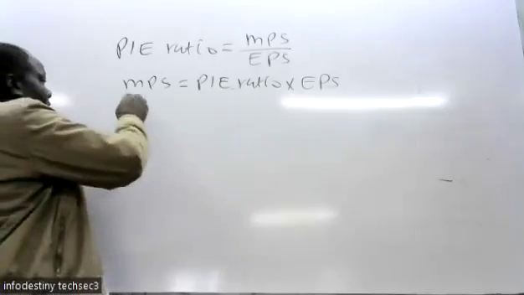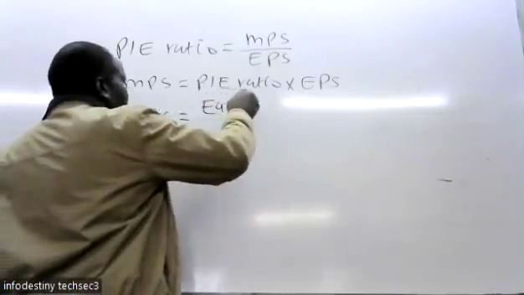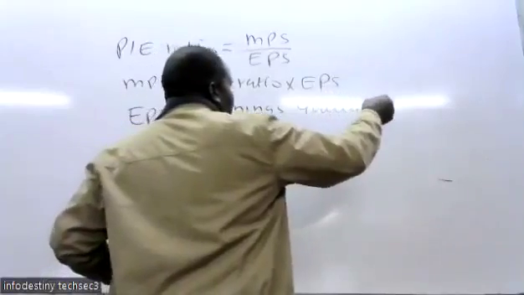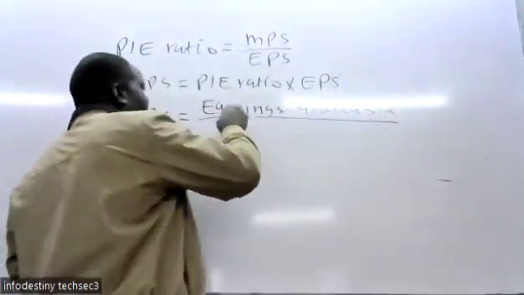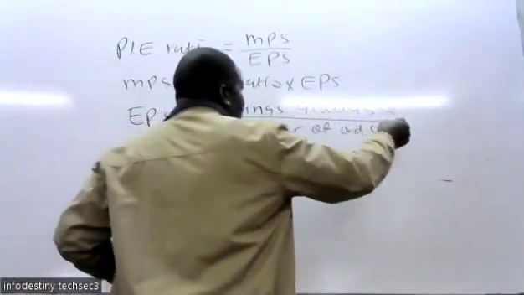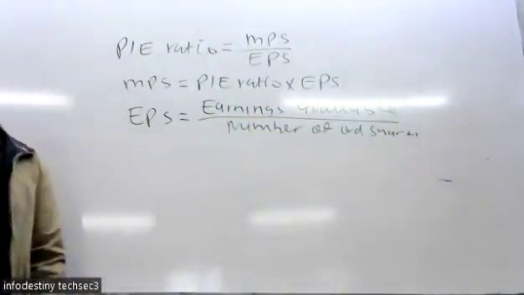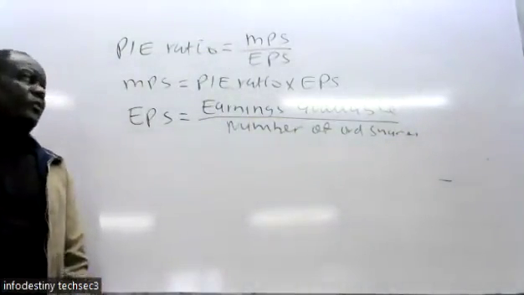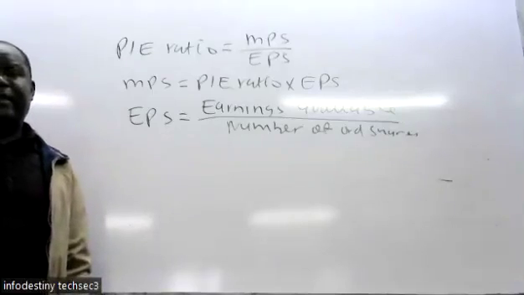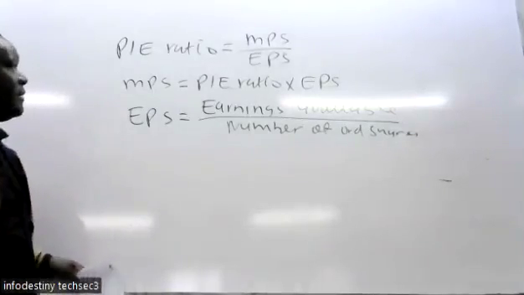So to get earnings per share, we divide the earnings available by the number of the ordinary shares. To get the earnings available, we shall first calculate the current earnings per share.